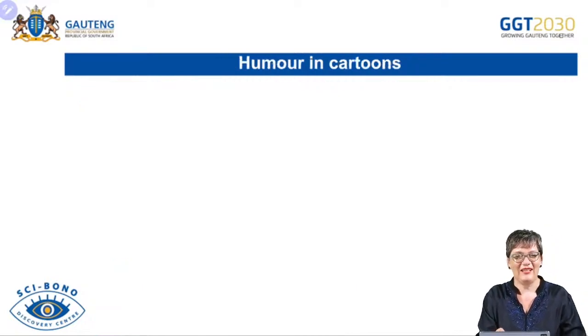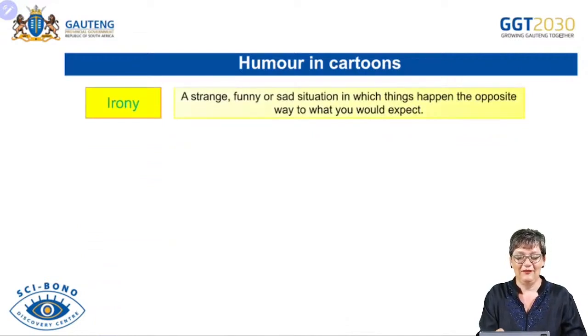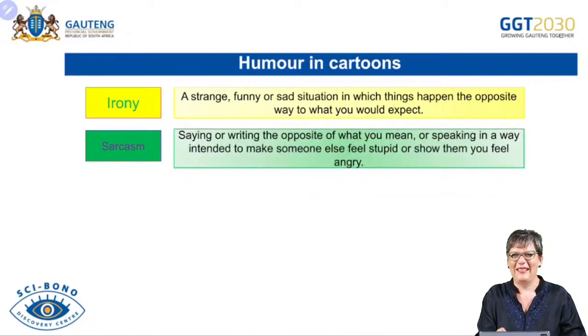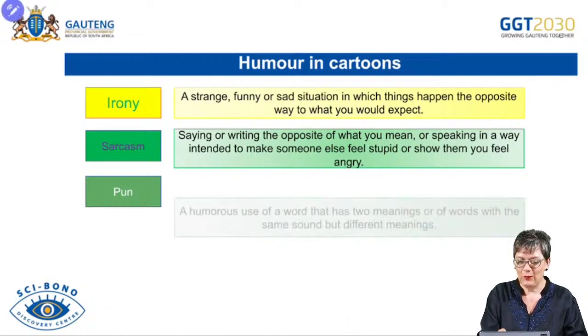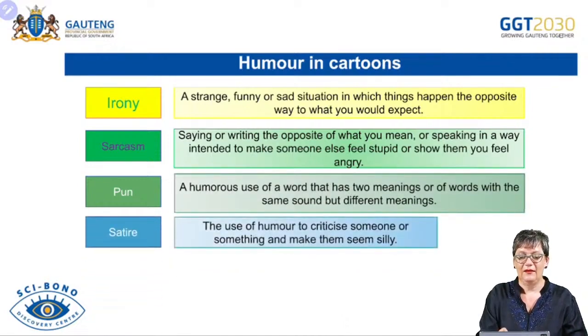Right. Cartoons are funny. So how do they make sure it's funny? Remember, we talked about irony. Something happens, the opposite is what you expect. I'm sure you all know sarcasm. That's what somebody says to make you feel, well, stupid or angry. A pun. A pun is where they use a word that can have two meanings. So be careful for these ones. And obviously we spoke about satire, is where they criticize using humor, but it's actually a very serious situation.